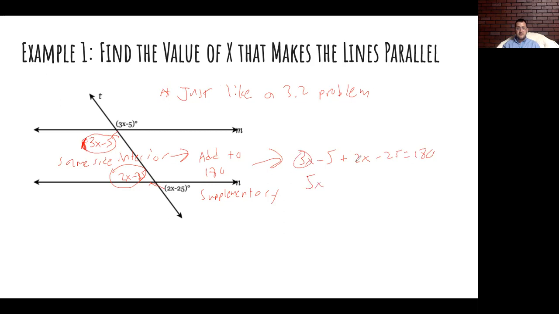So I'm going to combine like terms. So I'm going to have 5x minus 30 equals 180. So I'm going to add 30 to both sides. So I have 5x equals 210. And that would make my x equal to 42.